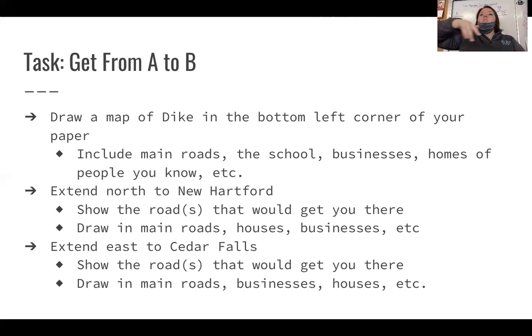And then last but not least, you can extend east, or to the right, and draw Cedar Falls. What do you remember about Cedar Falls? How do you recognize Cedar Falls? What roads do you take to get there, okay? This is all a drawing concept. You are taking the images that you are seeing in your brain and putting them down on paper, okay?